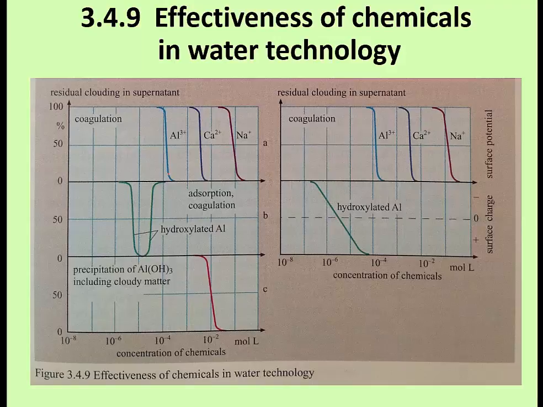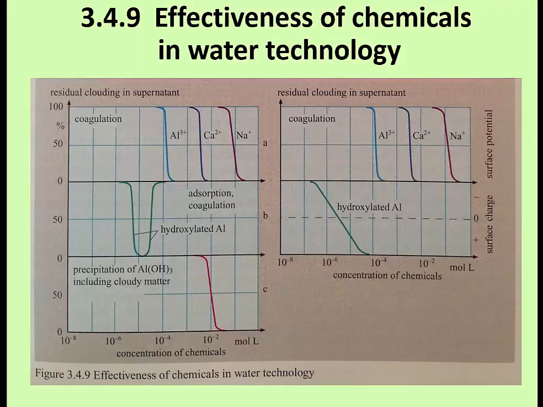Aluminum and iron are typically used. Here he's just showing the effectiveness of various materials with different ionic activities. So we've got aluminum with a 3+ charge, calcium with a 2+ charge, sodium with a 1+, and you can see here's the percent of residual clouding. So this is where it's completely cleaned up, no residual clouding. This is where it's completely cloudy, so you can see it starts up here at completely cloudy and then drops down to 0% cloudiness based on concentration of the materials down here on the x-axis.